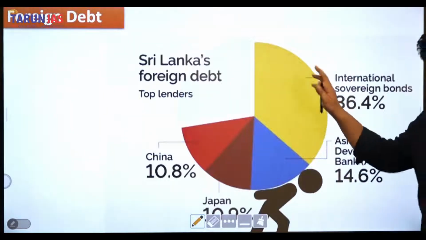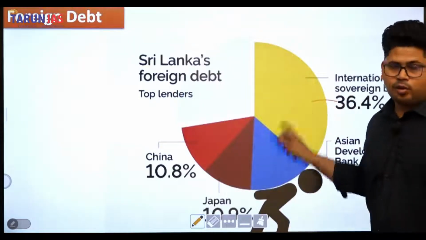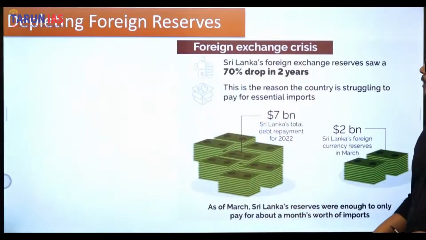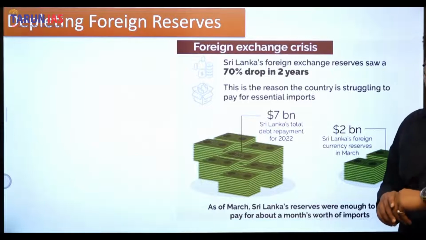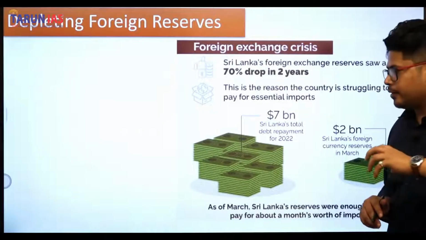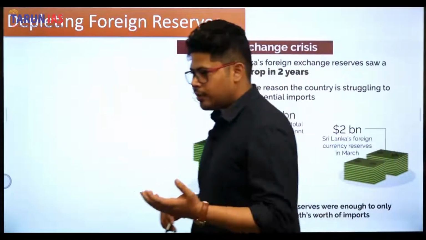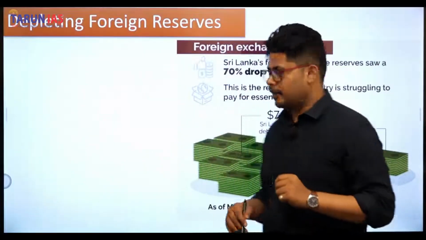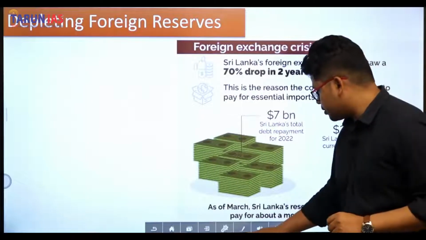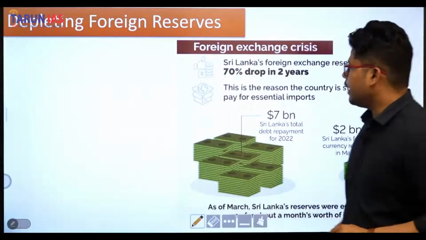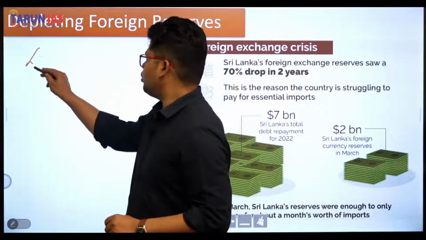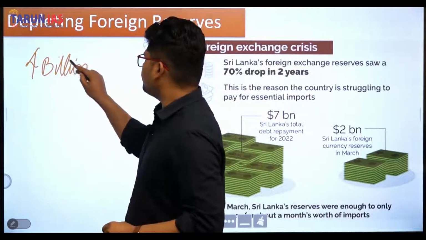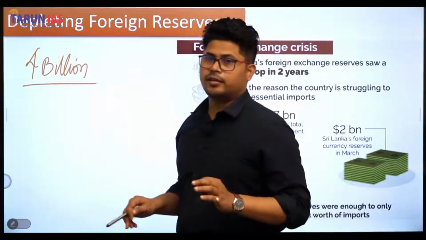ये तो हो गया फॉरेन डेट का प्रोफाइल. Now if we look at foreign reserves, now if we look at the foreign exchange. Now foreign exchange, why are we looking at it? Because as I said, IMF has predicted that for every year to pay its loan back, Sri Lanka will need at least $4 billion. Okay, Sri Lanka will need to pay $4 billion every year.